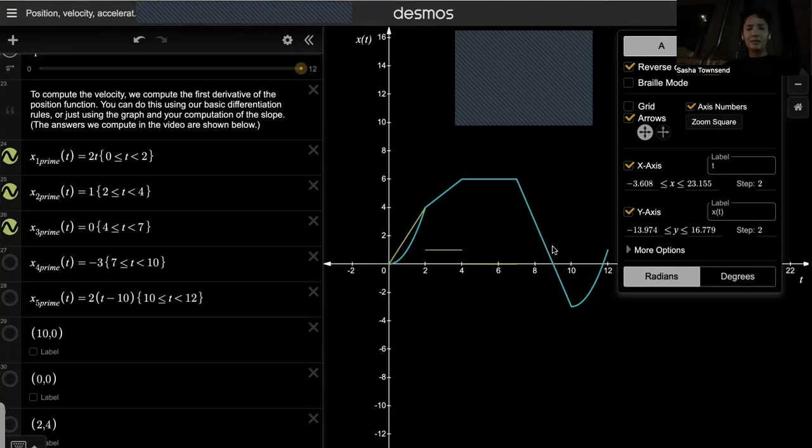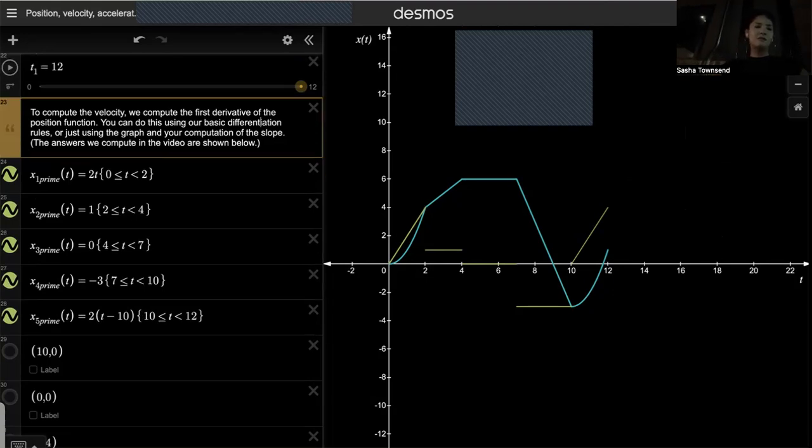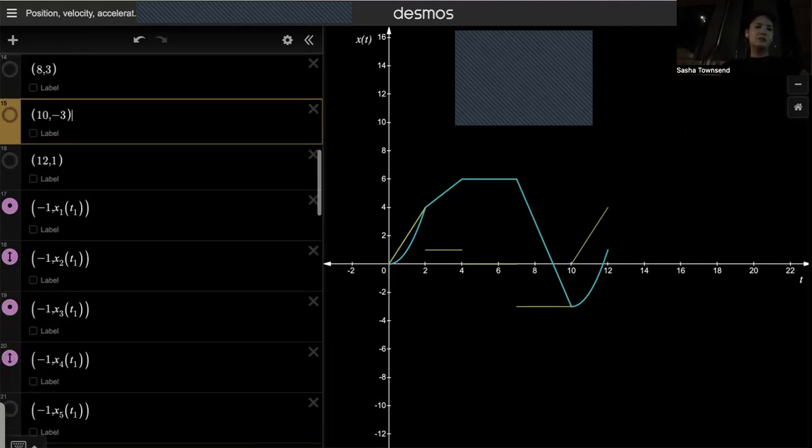And then on this segment, from t equals 7 to t equals 10, the slope was -3. And then from t equals 10 to t equals 12, our slope was the derivative of (t minus 10) quantity squared minus 3. And we just use the chain rule for that. So 2 times the original quantity, which was t minus 10, times the derivative of the inside, which is just a 1. And so that is our derivative graph. A little easier to see if we get rid of the original function.